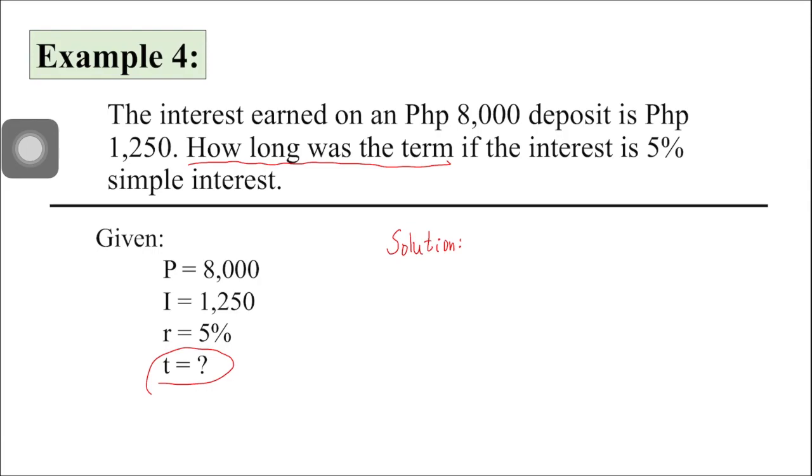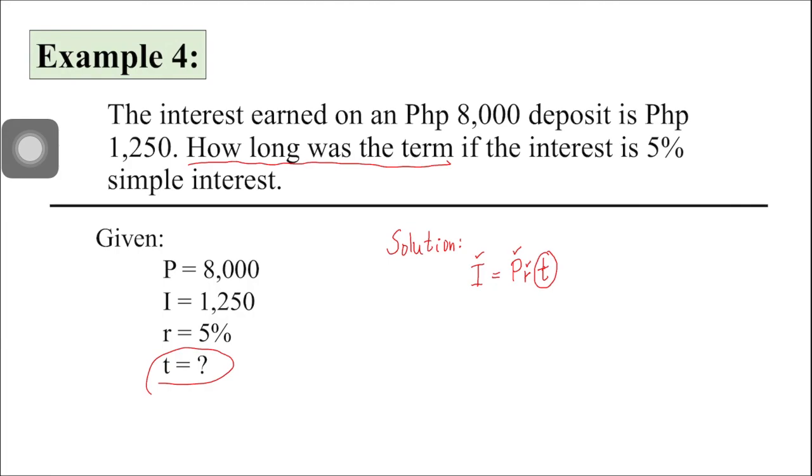So using the formula in getting the simple interest, I is equal to PRT. Your I there is already given, your P there is already given, and also your R is already given. The missing part is the T. So what we are looking for is how long was the term. So the question, how will you solve it?